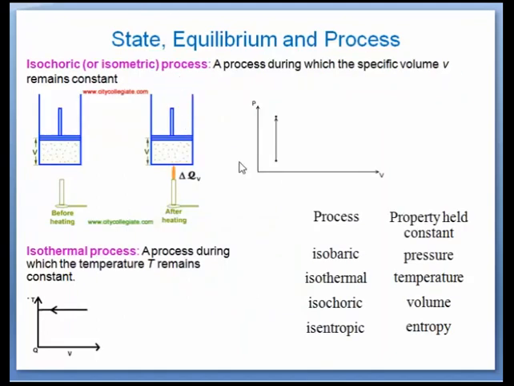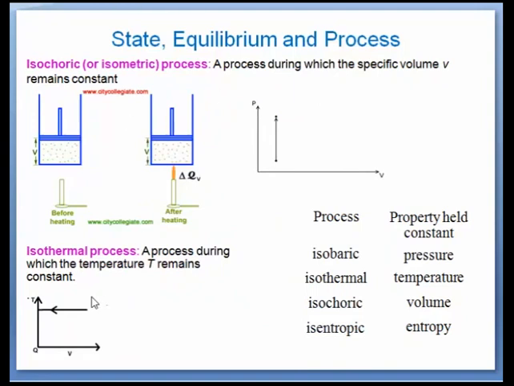Similarly, for the isochoric process, which is also known as the isometric process, the volume remains constant. So it will be represented by a line which is parallel to the axis representing the pressure value.